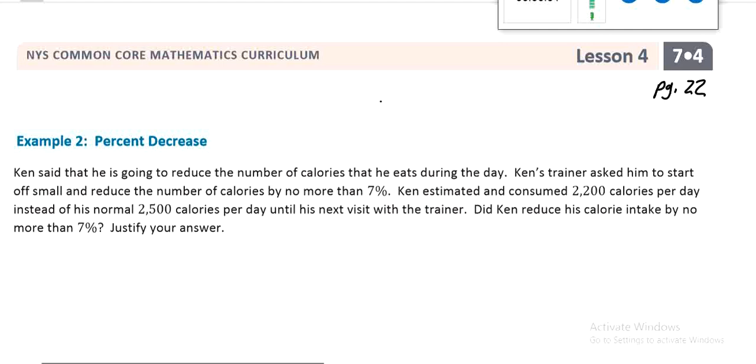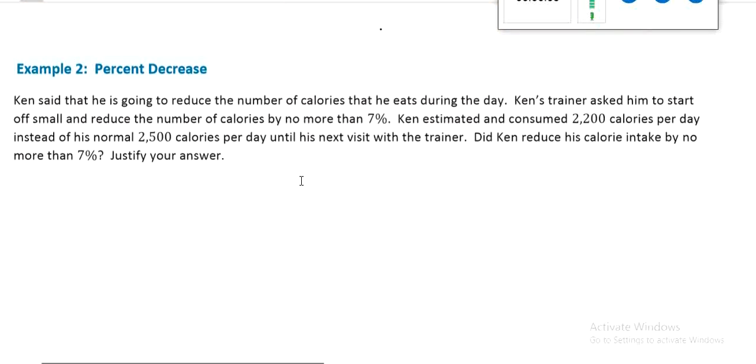This video is on example 2 from lesson 4 in the grade 7 module 4 book found on page 22. So in this one we're talking about percent decrease. Decrease obviously means we're going down in number or value. So let's get into it.